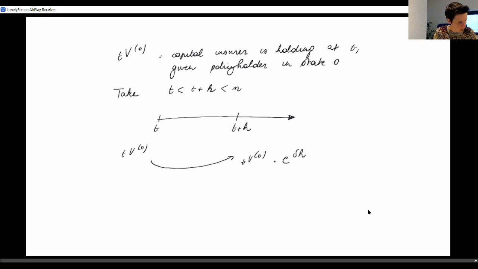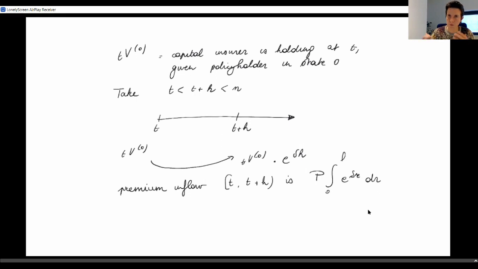But that's one thing. On the other hand, premium will also come in. As an insurance company, premium will flow in between time t and t plus h, at a continuous rate p per year. So the premium inflow in the interval from t to t plus h, I can see as p, my annual rate, and now I should look at the growth of this premium income, and I should accumulate it between 0 and h.